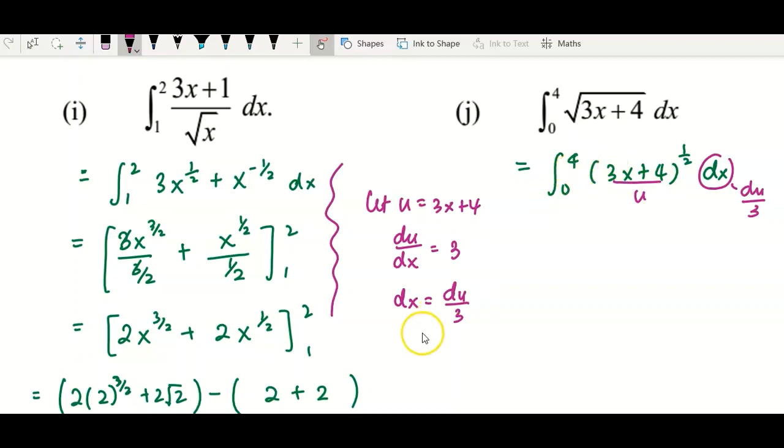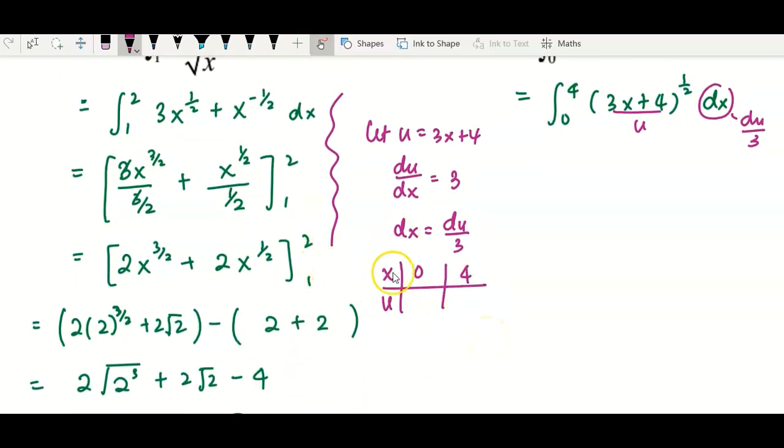How about the 0 and 4? 0 and 4 are the limits for x, yeah? So we need to find the corresponding limits for u. When x equals 0, u equals 4. And when x equals 4, you have 12, then 12 plus 4, you get 16. So the new limits of u are 4 to 16.